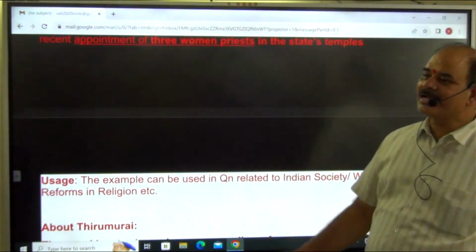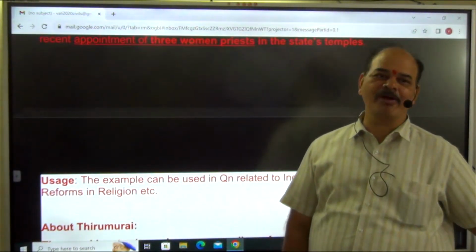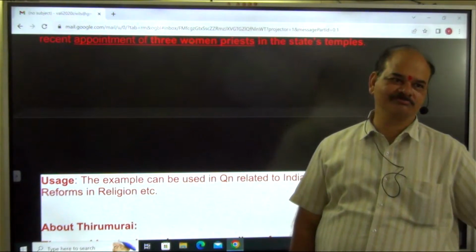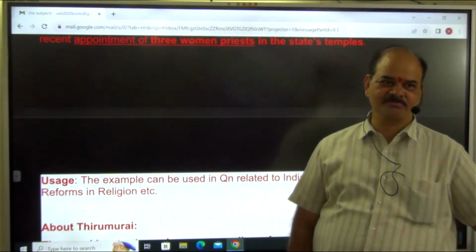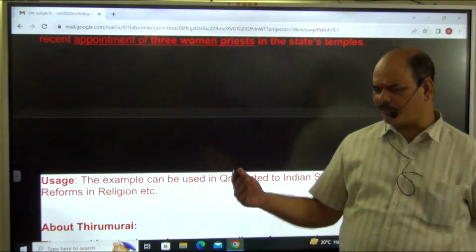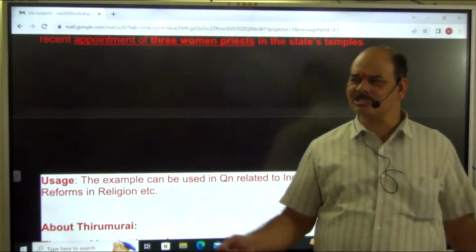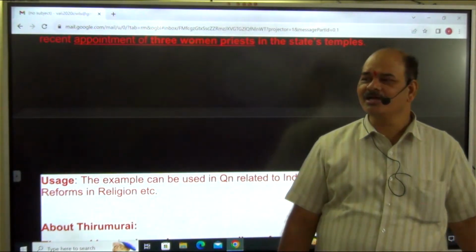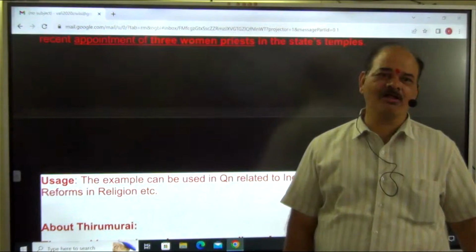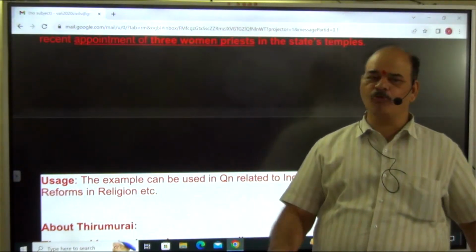Now, even in the recent days, the Tamil Nadu government also appointed 3 women priests. Of course, in Telangana, in many temples there will be women priests, especially in the village deities, what we call Ellamma, Pochamma; there will be women deities.